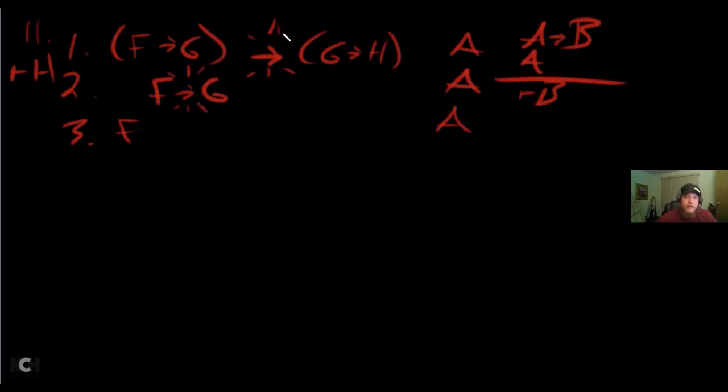Now, do I have any left side matches here? And the answer is I actually have 2 that I can do right now. So look at this arrow. Its left side is F arrow G. Do I have that somewhere by itself? I do, actually, in line 2. And then if I look at line 2, it itself is F arrow G. Do I have a left side match for this? I do in line 3.